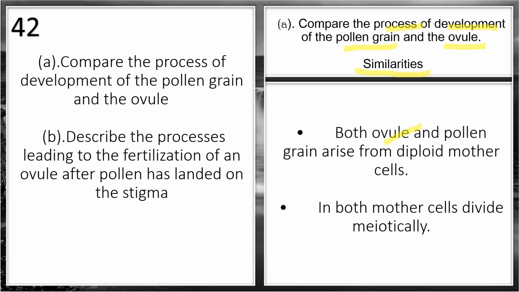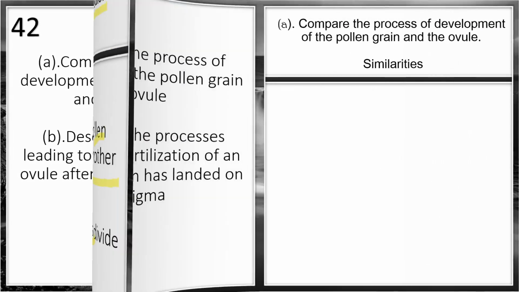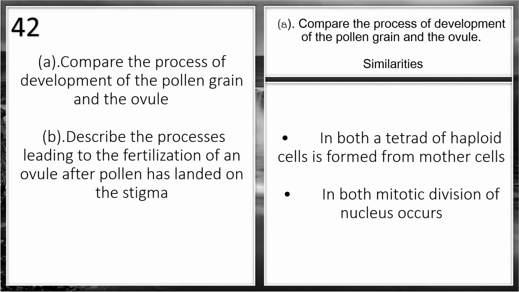Both the ovule and the pollen grain arise from diploid mother cells. And both mother cells divide meiotically. In both, a tetrad of haploid cells is formed from the mother cell. In both, mitotic division of the nucleus occurs.